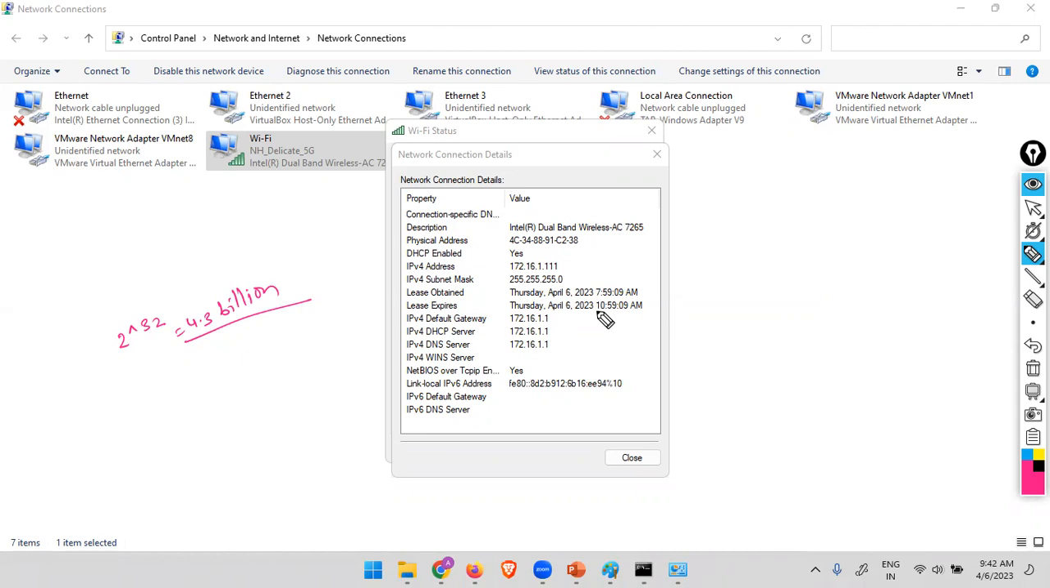But still we are able to use the internet. Every device is able to use the internet. Why? Because of this public and private concept and the NAT. Your IP addresses are limited.